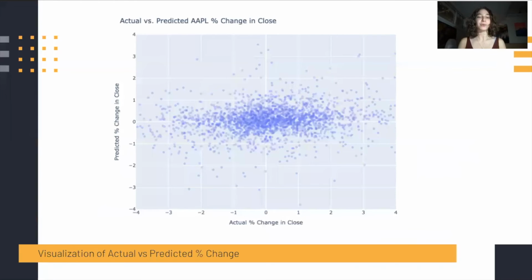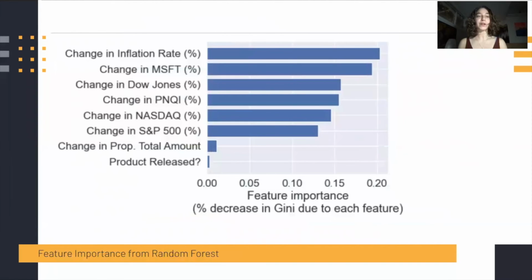We visualized the results of our machine learning analysis in this graph, with actual percent change in close on the x-axis and predicted percent change in close on the y. If our model had been absolutely perfect, we would have expected to see a slope close to or equal to 1. In this case, we can see that our slope hovers around 0, which makes sense as our R-squares also hover close to 0. We further visualized the feature importance from our random forest regression.